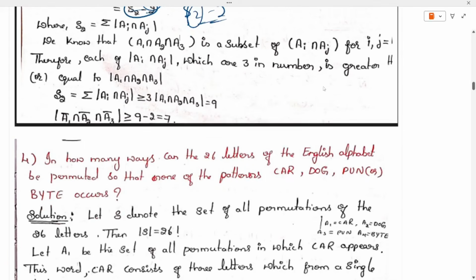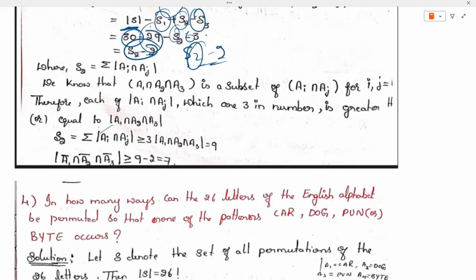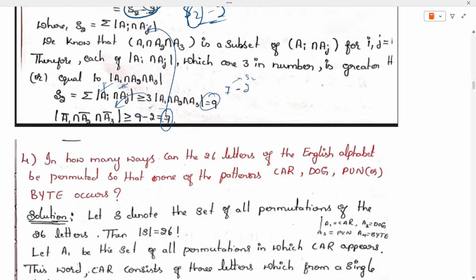When you have to find the value for S2, there is one value and two value, which should be greater than or equal to 9, but you know the value of 9. So if you do 9 minus 7, this value will be 7, so that will be the answer for 7 minus 2, that is the value for S2. I hope you got that.